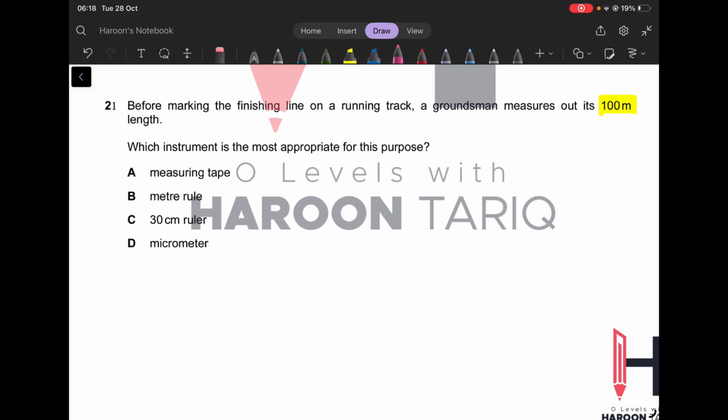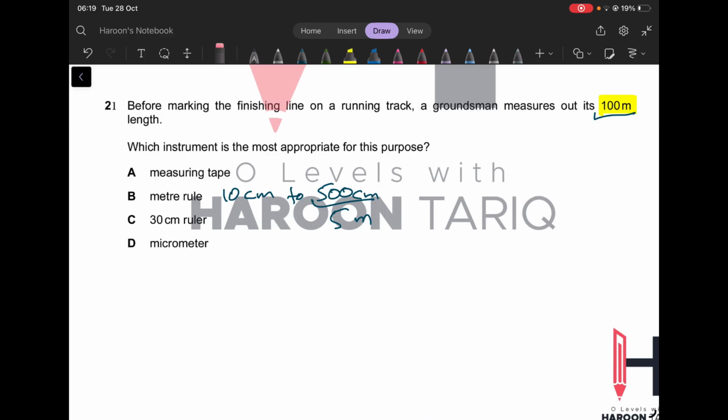Before marking the finishing line on a running track, a groundsman measures out its 100 meter length. Which instrument is the most appropriate? We can't use a meter rule, because its appropriate range is 10 centimeter to 500 centimeters, and the maximum is actually equal to 5 meters only, and we have a 100-meter length over here.